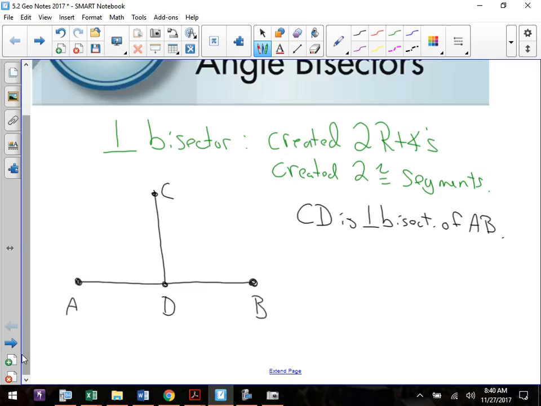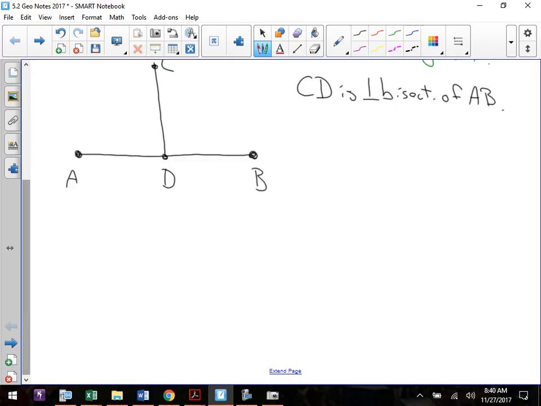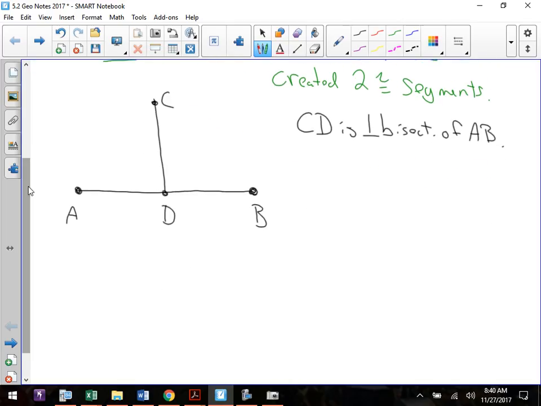If I'm looking at something that's a perpendicular bisector, it is a very easy thing for us to write up. You can have any diagram, any picture. If you know that you have what's called a perpendicular bisector, you know that it creates two right angles and two congruent segments. So you would make your little right angles and your two segments that are congruent. You all right with that so far?